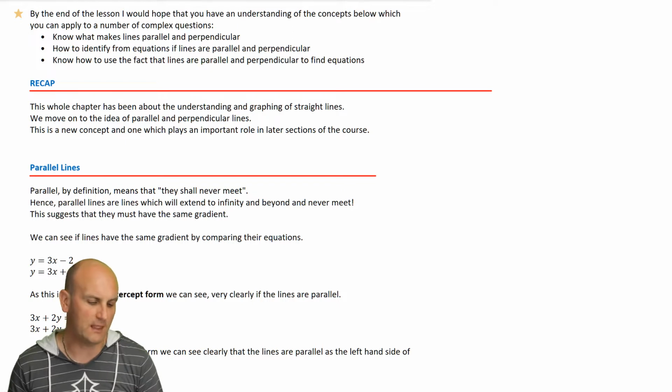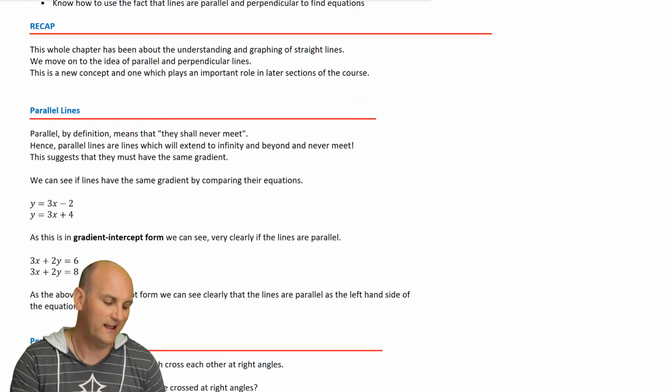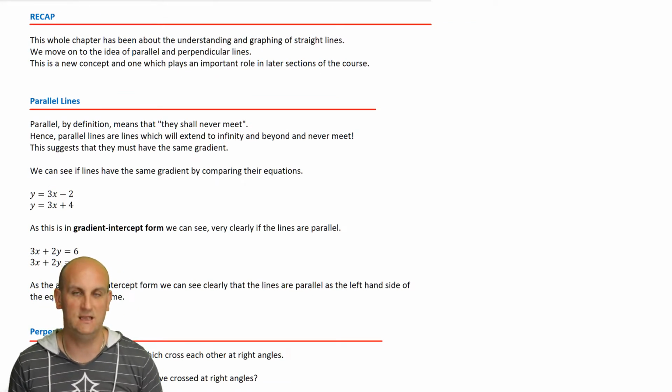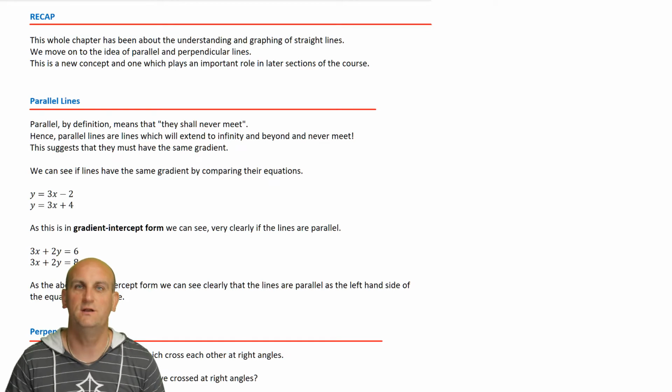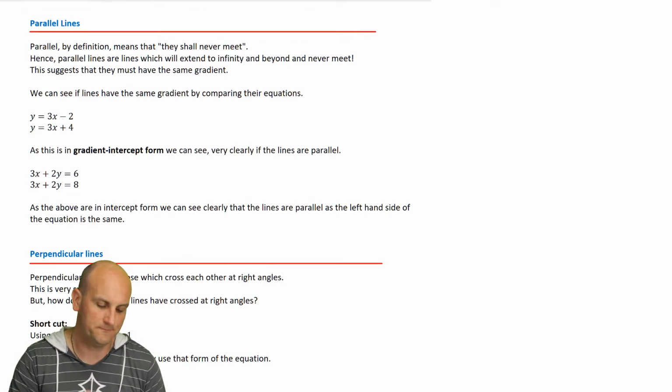And how to identify if equations are parallel and perpendicular, and obviously know how to use that to solve equations. The recap's fairly small. We've been dealing with stuff on straight lines, so if you want to, there are videos previously in this series which are loading above. But as this is a relatively new concept, life is good.